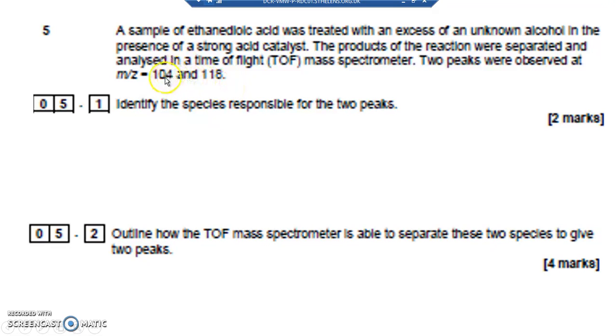I'm guessing that this one will be if an alcohol reacts with one carboxylic acid group on one end, and if the alcohol reacts with both carboxylic acid groups to make an ester at either end, then it will make a slightly larger molecule. So let's have a little think. What kind of alcohol are we going to make?